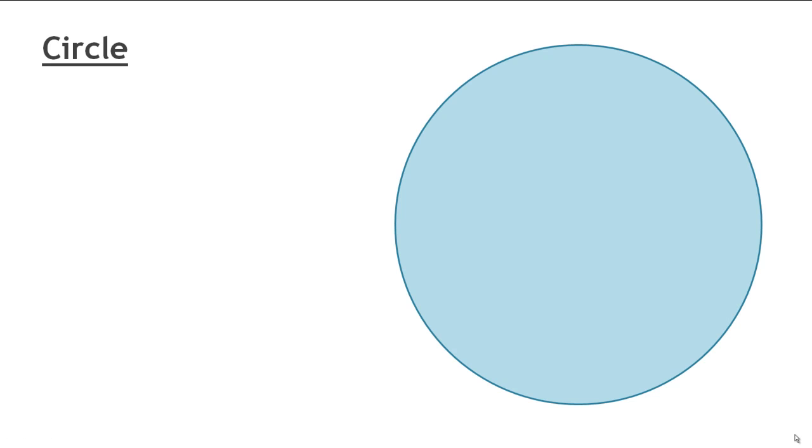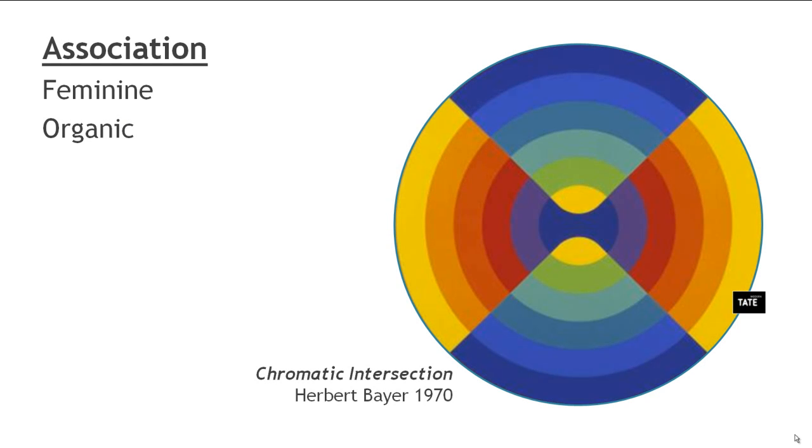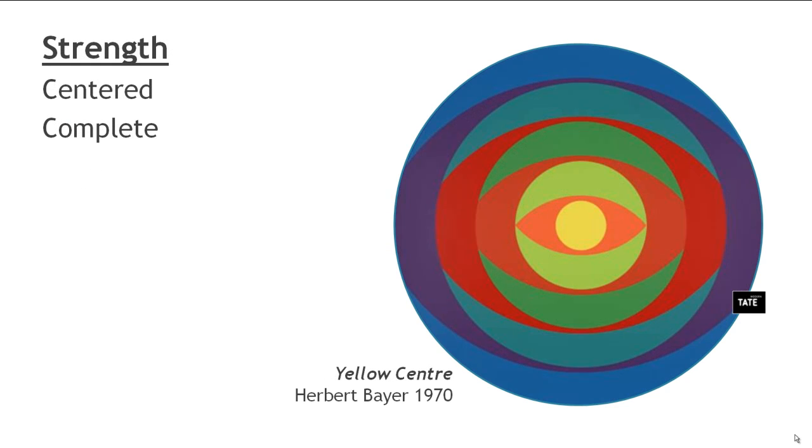In a circle format, all points on the perimeter are equal distance from a fixed center point. Circle formats have a very strong association with those things which are feminine and organic. Because there are no rectilinear lines in the format to support the concept of man-made perimeters, the circle format appears more natural and welcoming.